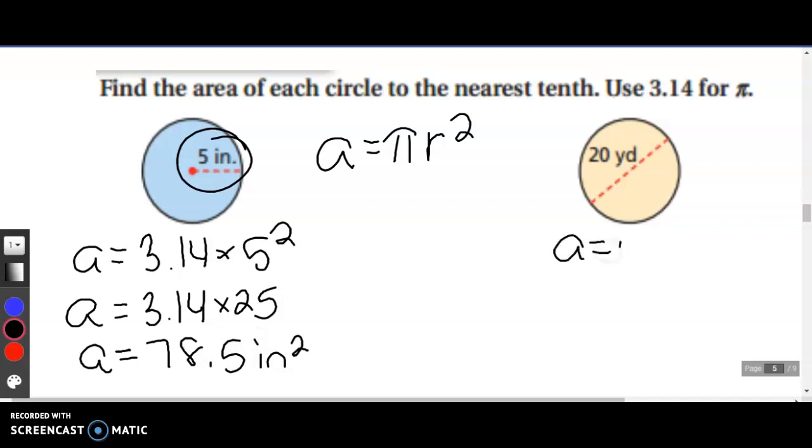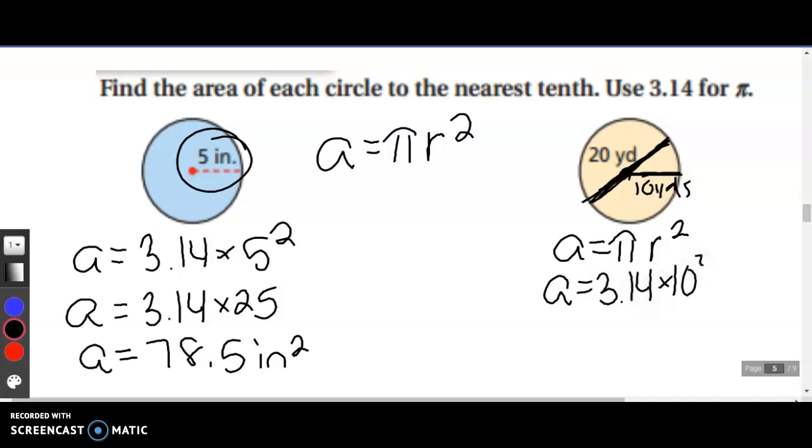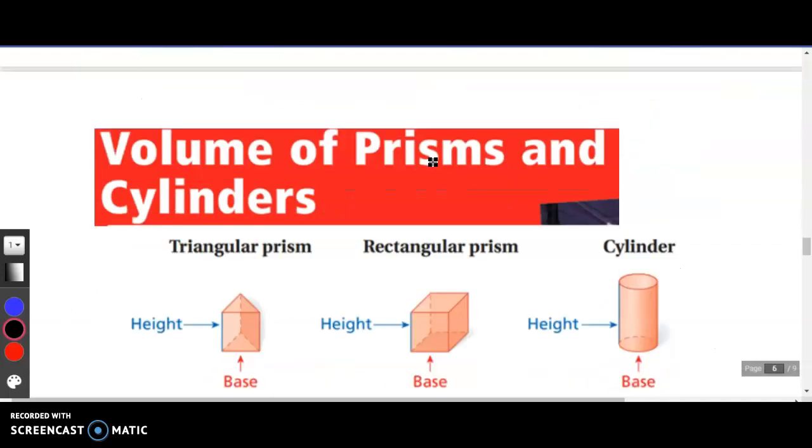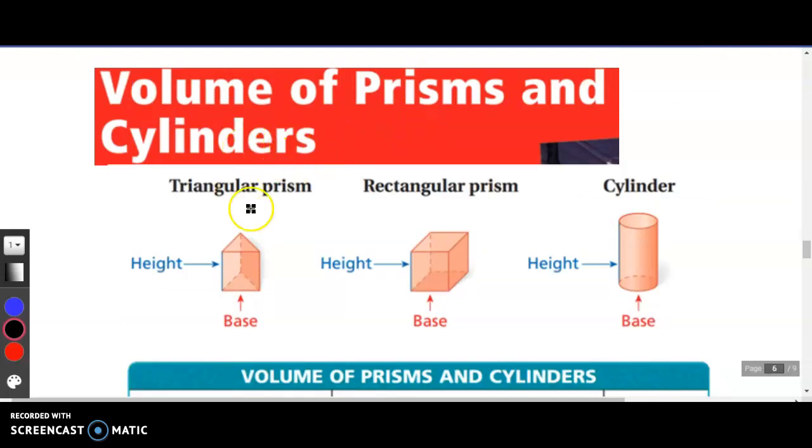Here, area equals pi r squared. We don't have a different formula for diameter, even though they gave us a diameter. But diameter is all the way across the circle. Radius is halfway across the circle. So if it's 20 yards all the way across the circle, then it must be 10 yards half. So that's what we're going to use for our radius. 10 squared is 100, and 100 times 3.14 is 314. Label yards squared.